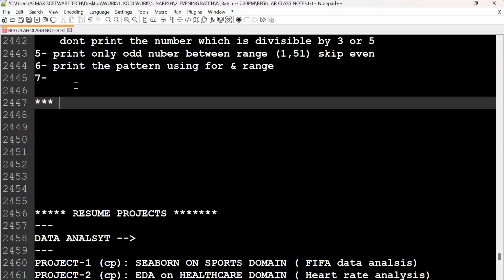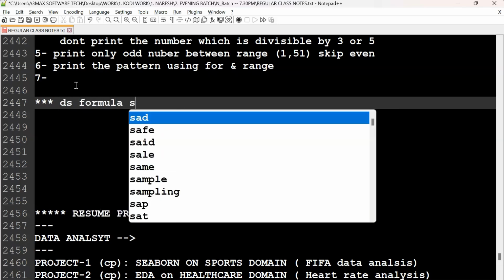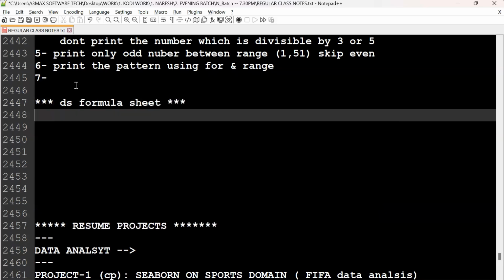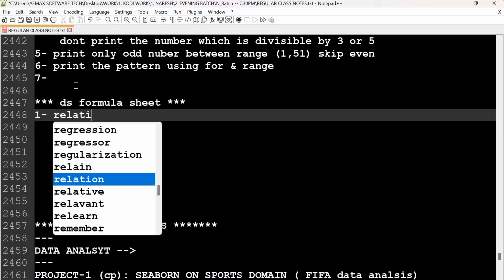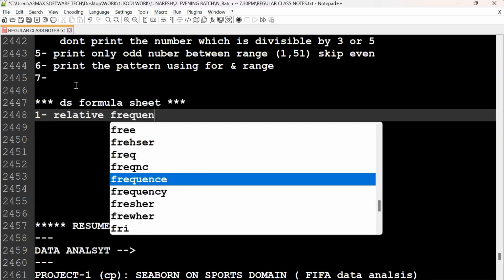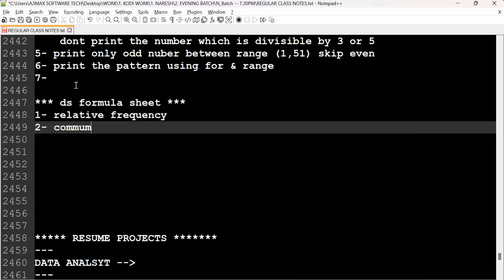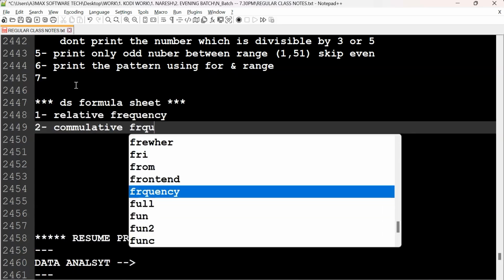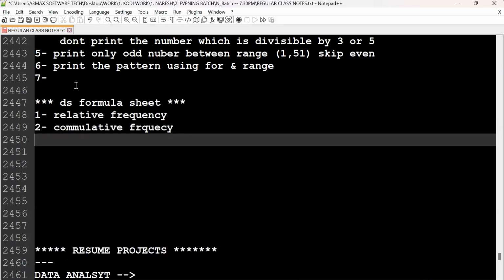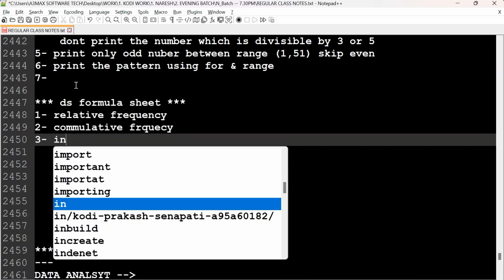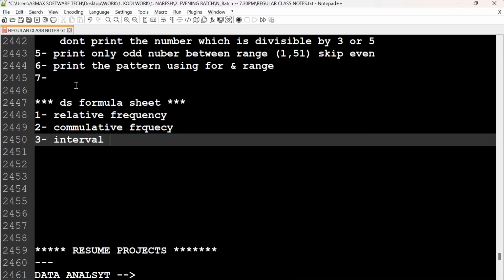So the DS formula sheets. The first formulas we did: we compute relative frequency, second cumulative frequency, and then interval width. These three parts only we did, right? Correct or not?